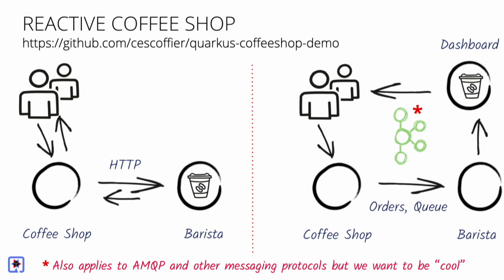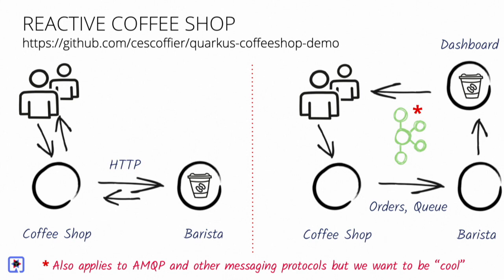This is much more reactive, because here we can have a coffee shop where as soon as you order your coffee and you pay, it will send messages to a Kafka topic. Two messages actually, one for your order that will be read by the barista, and one for the queue where you will know when your beverage is ready. And then the barista will get the order, prepare the beverage, and send another message to the queue saying, well, your drink is ready.